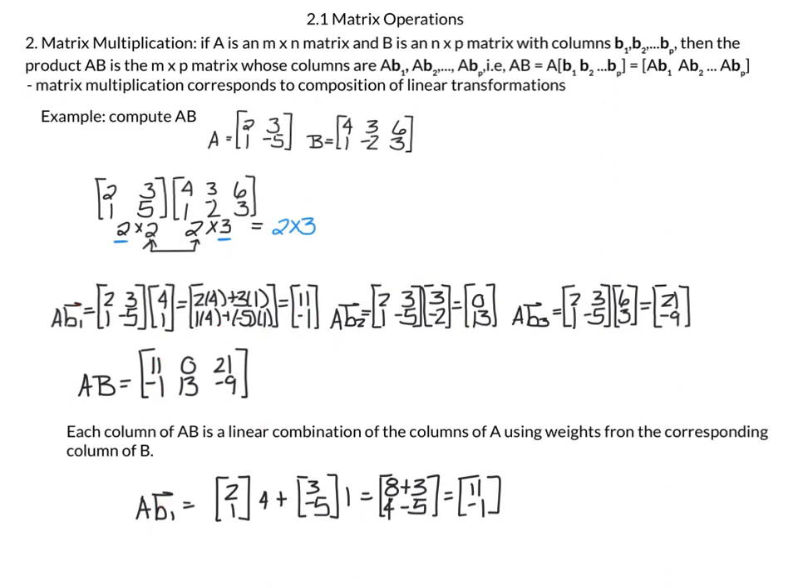So we can view this as a linear combination of the columns of A. So the columns of A are 2, 1, and 3, negative 5. And it's a linear combination using weights from the corresponding column of B. So that means since this is the first column, we're going to use the first column of B as our weights, which is 4 and 1. So here's our scalar 4, here's our scalar 1, and the linear combination then of the columns of matrix A will give us our 11, negative 1.